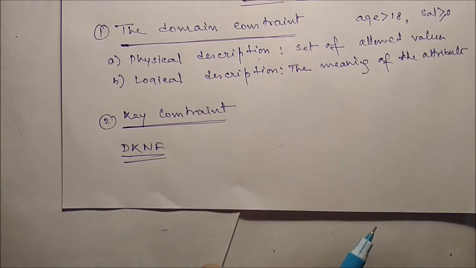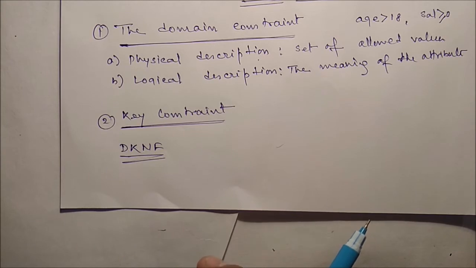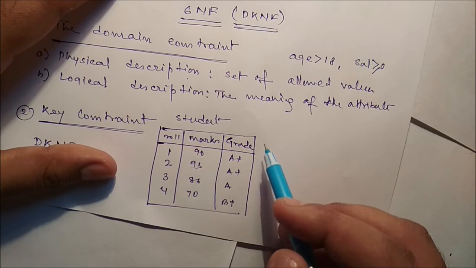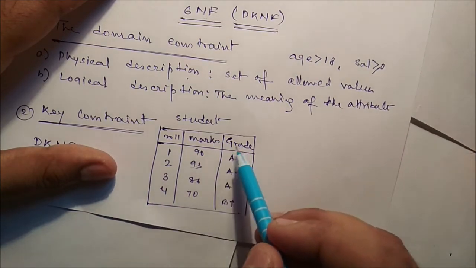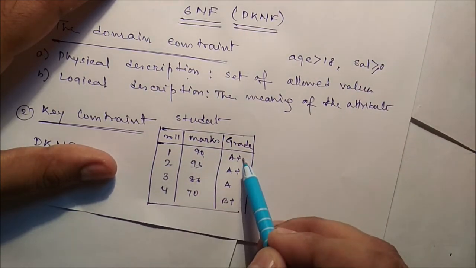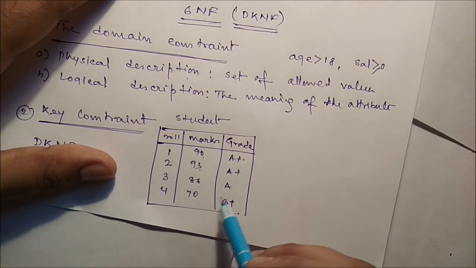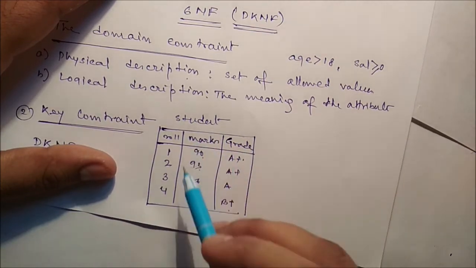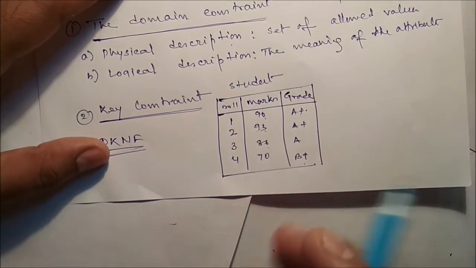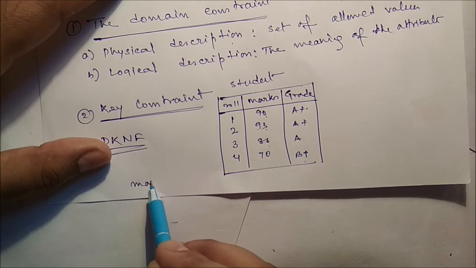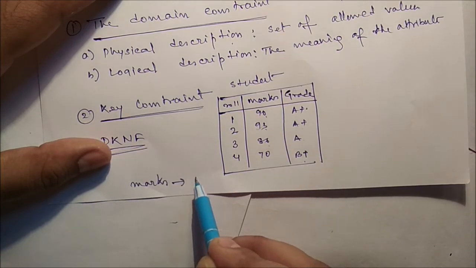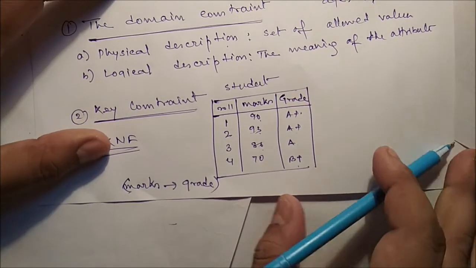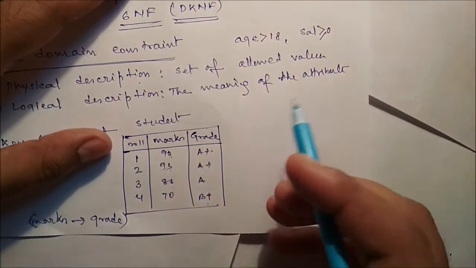Now say this particular table, an attribute value has a meaning and its meaning is a part of the attribute domain. Now the marks 90 means what? It is A plus, 93 is also A plus, 86 means A, 70 is B plus. So we can say grade is the meaning of this particular marks. So the grade is dependent on marks, or marks determines the grade. Now the problems we will see one by one.